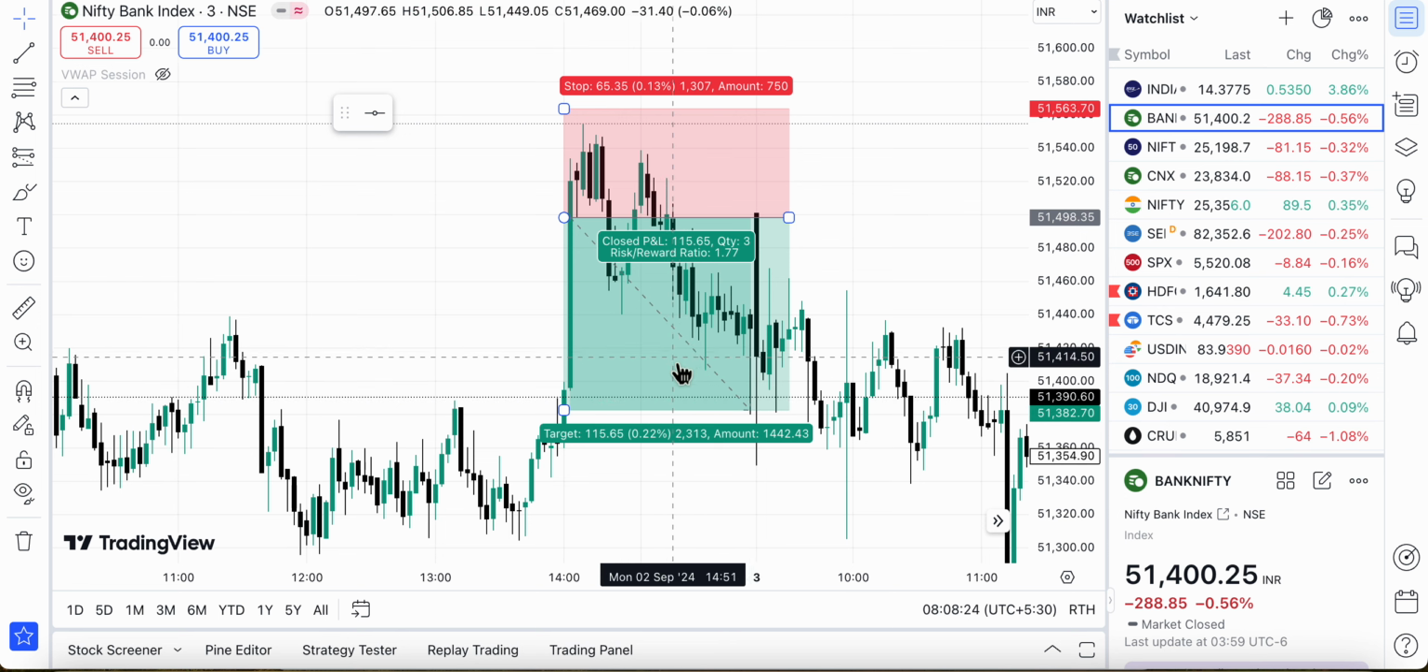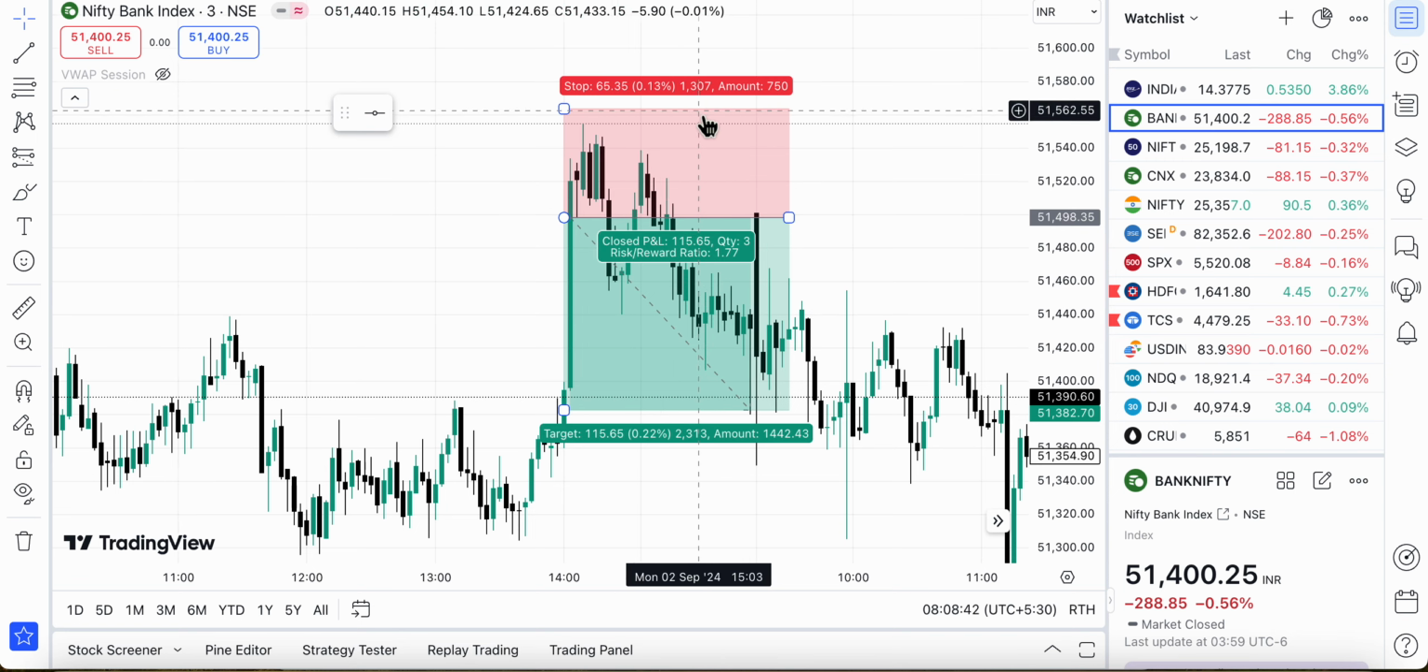Right now, the actual target was 1:1.7, but in algo there is a possibility of booking 1, 2, and 3 targets as per our requirement. So let's assume right now we have one target only, 1:1. Okay, so how to do this type of trading?